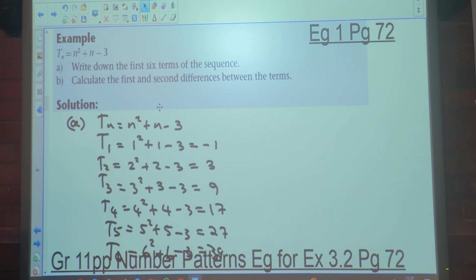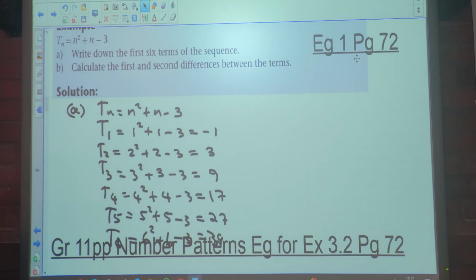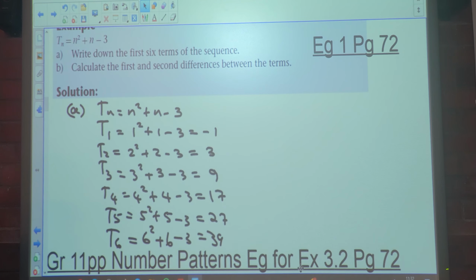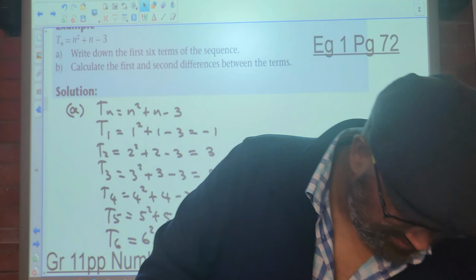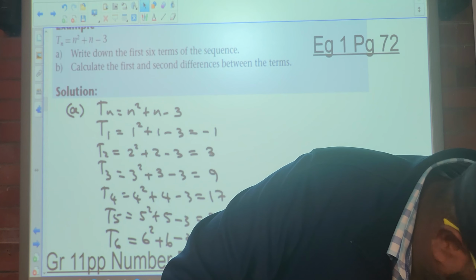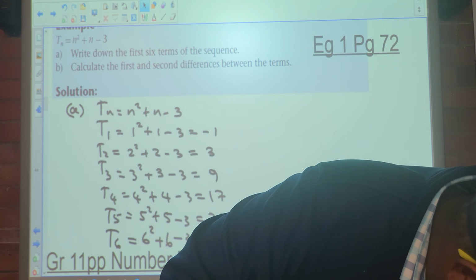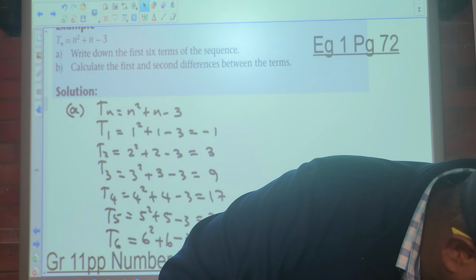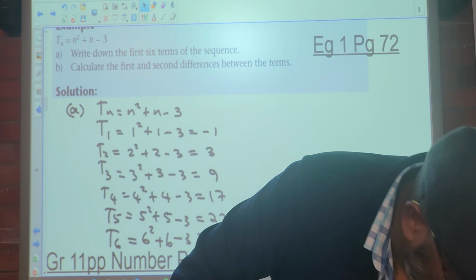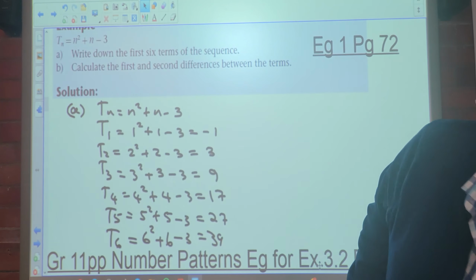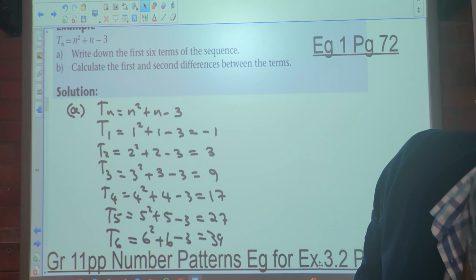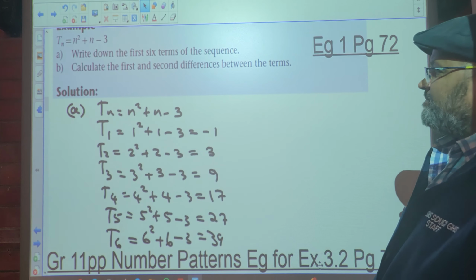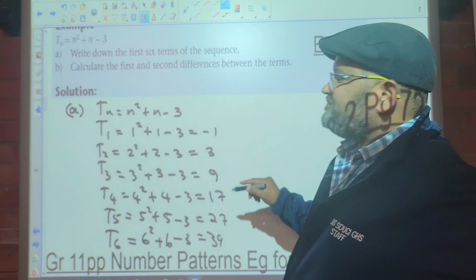Okay. Is there any confusion there thus far? Did I make a mistake in here? No. 1, 3, 9, 17, 27, and 39. Okay. You all agree with that, people?